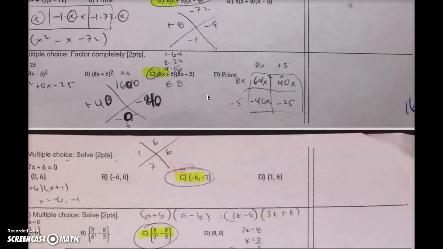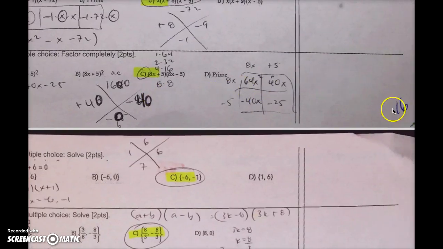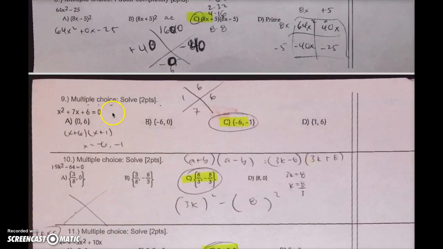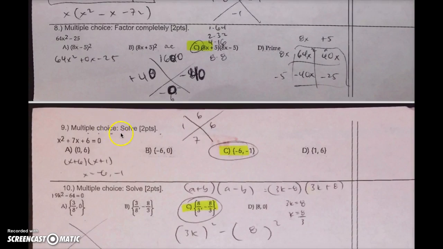The front side was worth 16 points, 2 points for every multiple choice question. Number 9, you have multiple choice, same thing. Now this one says to solve. The difference between solving and factoring is in factoring you should just get your binomials, or you need to find your greatest common factor, but solving you just take it one step further.